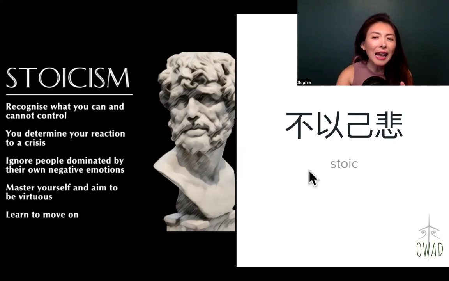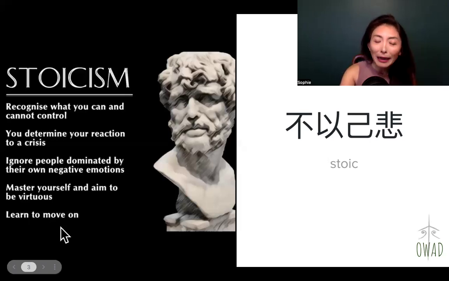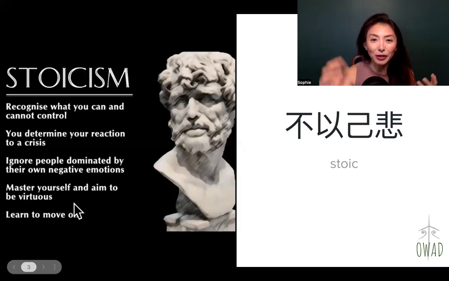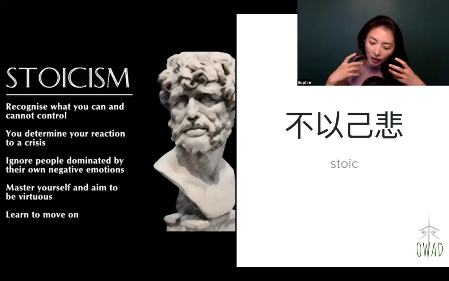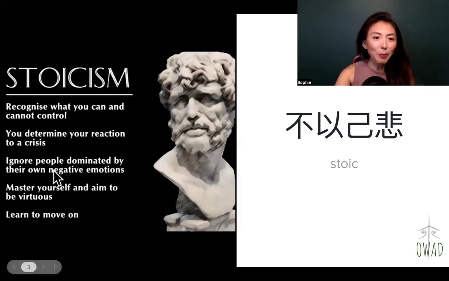So then I think that's tied with 不以己悲. Okay, it's talking about how you react to reality. You don't take sorrow, like not self-pity. So again, same as this: learn to move on, not dwelling on self-pity, and master yourself, aim to be virtuous. So you're basically controlling your own emotional self to go through life in a calmer way, in a more virtuous way. And this point is interesting.